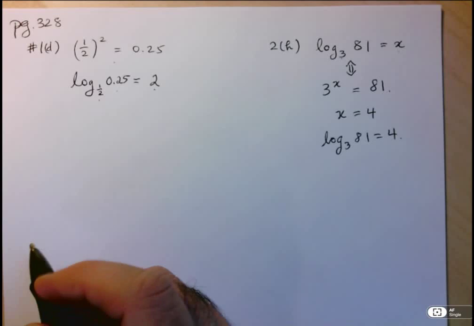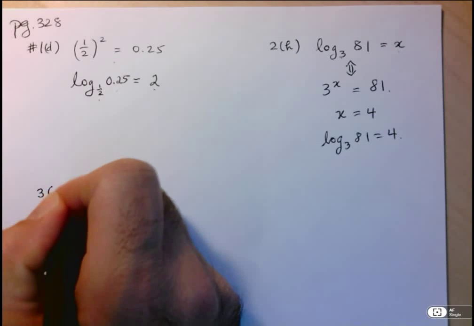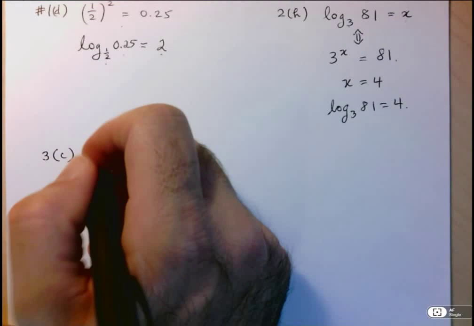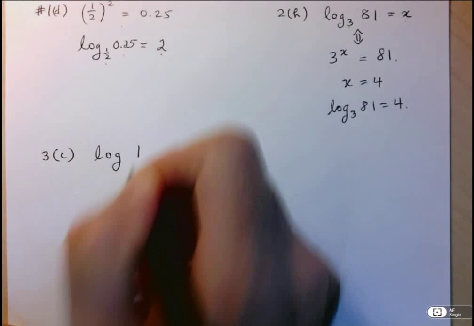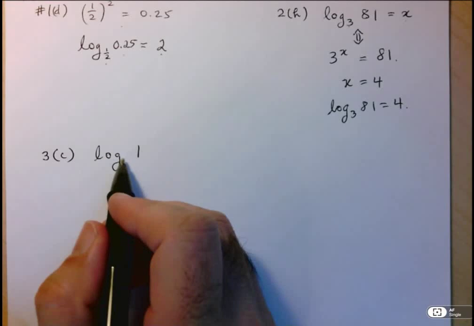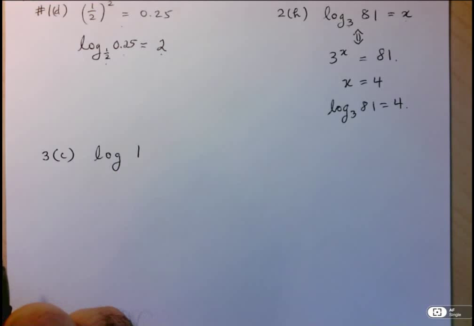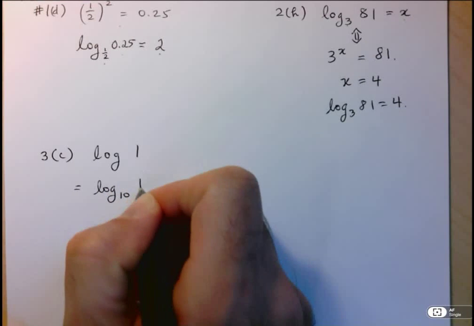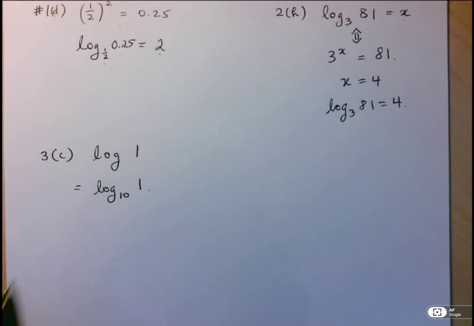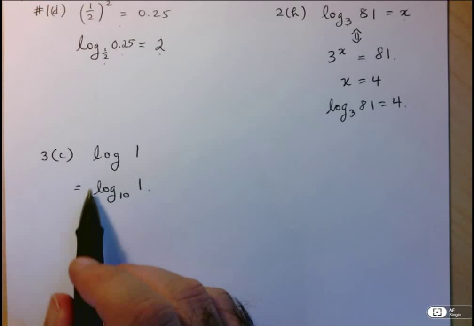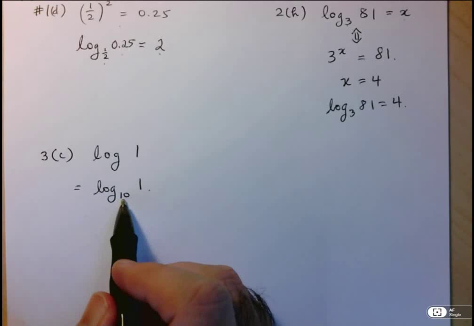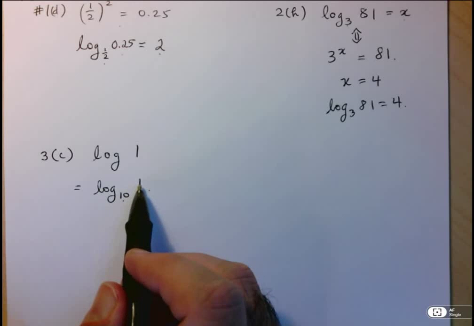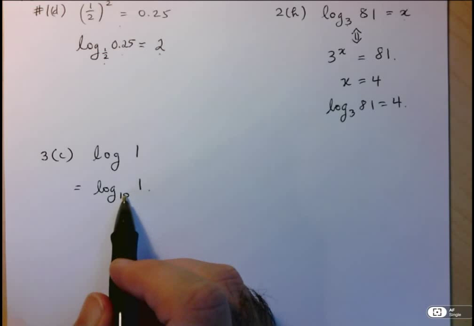Okay, let's move on to number 3. So I'm going to do 3c. Now 3c asks us to evaluate log of 1. The first thing we notice here is that there's no base specified. Doesn't mean there's no base. It means we assume it's base 10. So this is the same as log base 10 of 1. So again, you can either just figure it out by saying base 10 to what exponent is equal to 1, and you realize that that would be equal to 0. Exponent 0 of 10 gives us 1.